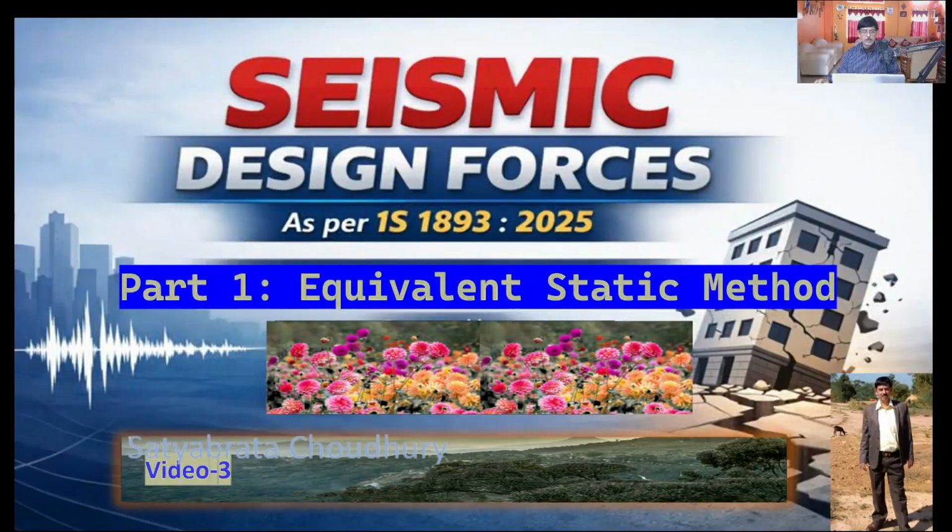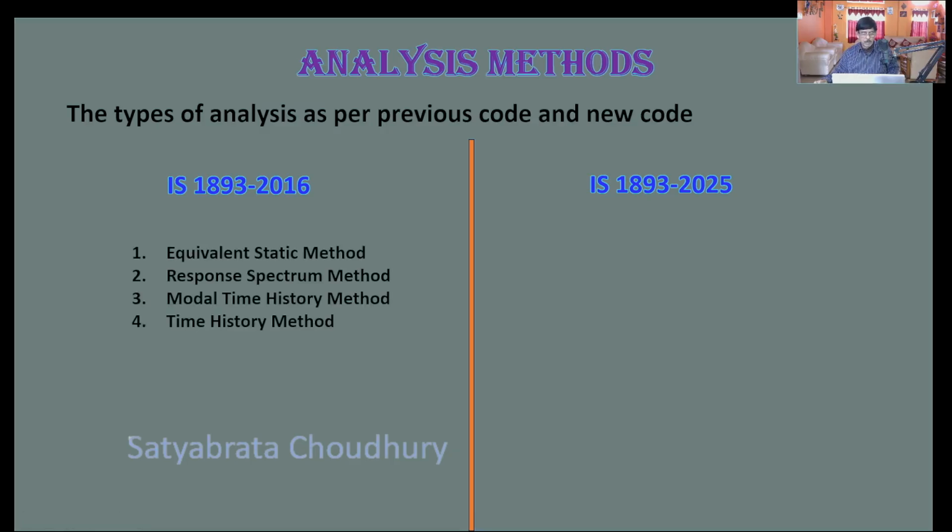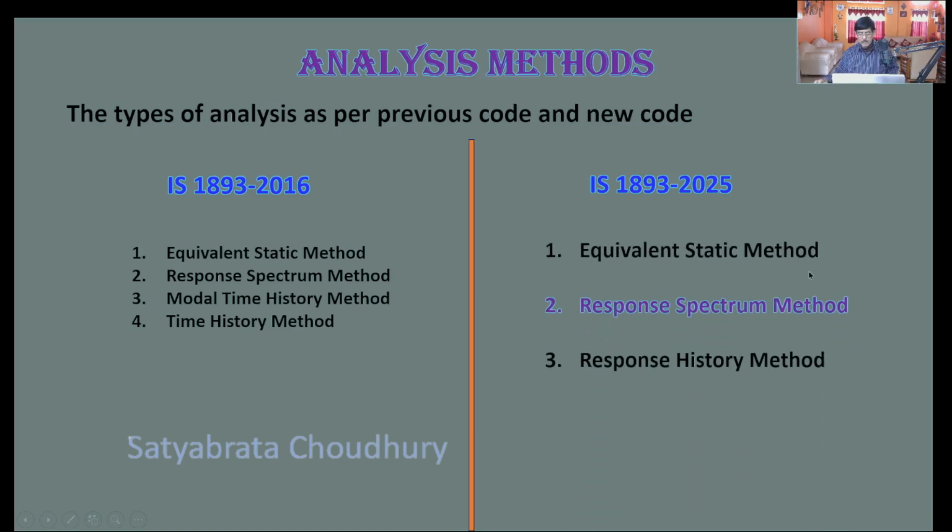We are on the seismic design forces computations by the first method, the equivalent static method. This is part one of this design force calculation. So the analysis methods given in the code are like this. I have given it as per IS 1893-2016 and IS 1893-2025. In 2016 there were four methods available: equivalent static method, response spectrum method, modal time history method, and time history method. In the new code, there are three methods only: equivalent static method, which is the same as earlier, response spectrum method, and response history method.